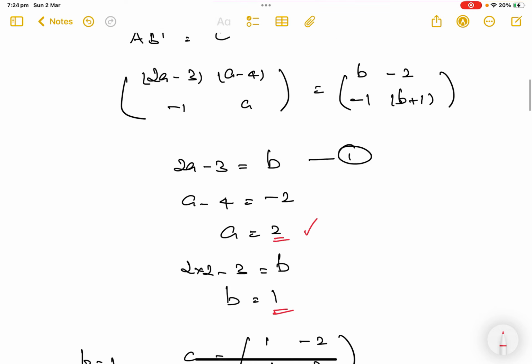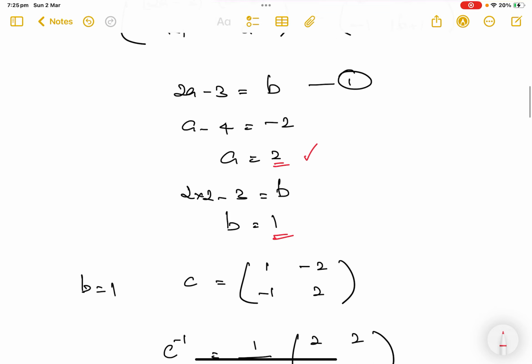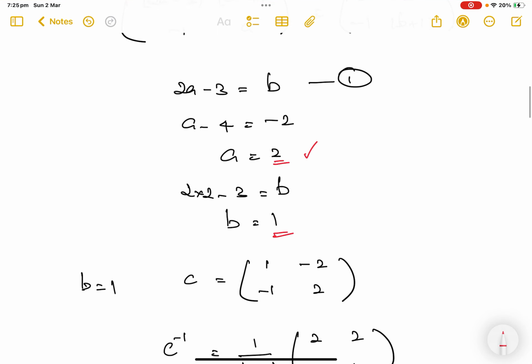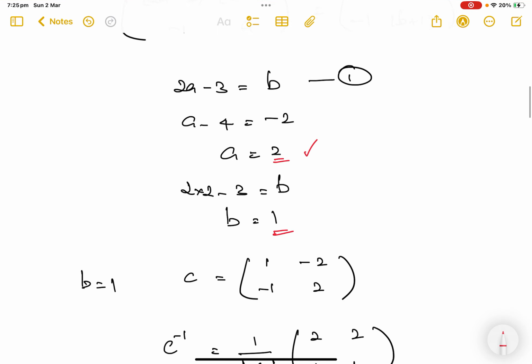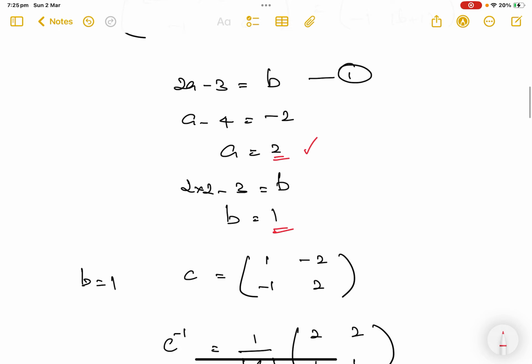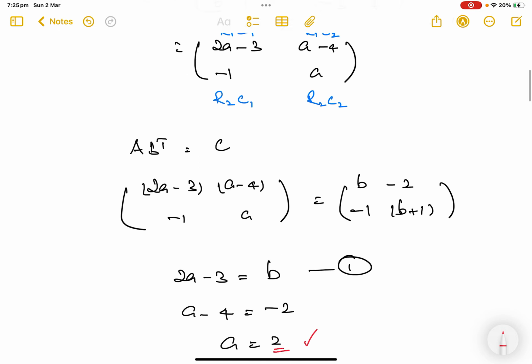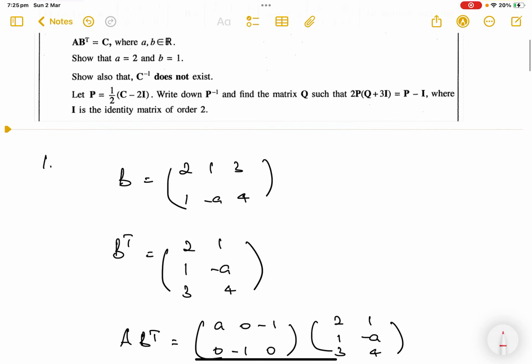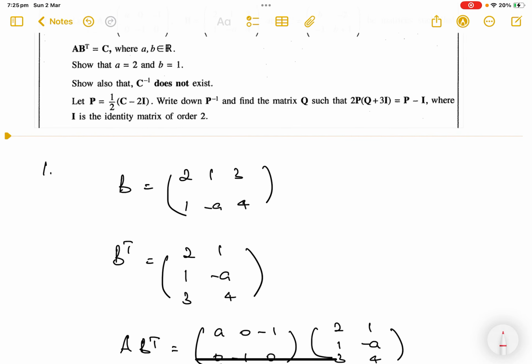It's done. And equation 1: 2a minus 3 equals b. So 2 times 2 minus 3 equals b. 2 times 2 is 4, 4 minus 3 is 1. So b equals 1. That is the second constant, which we have been asked to prove.